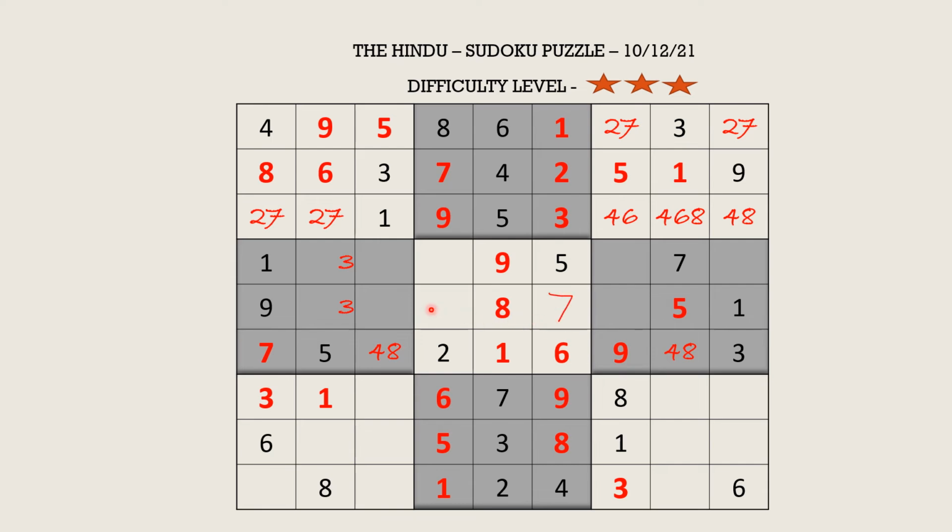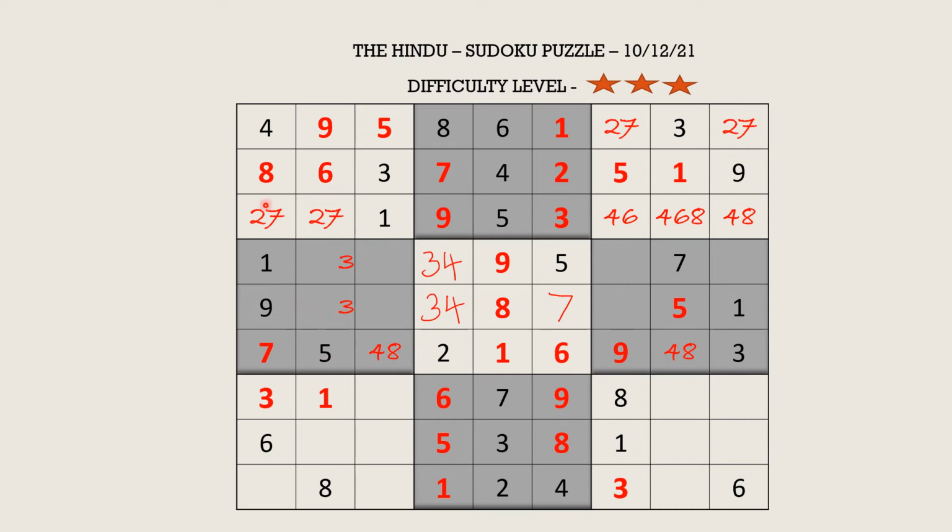Now this block is left with two empty cells. The missing numbers are 3 and 4. So this becomes a 3 4 pair. Fine, now moving across, here I have an observation.